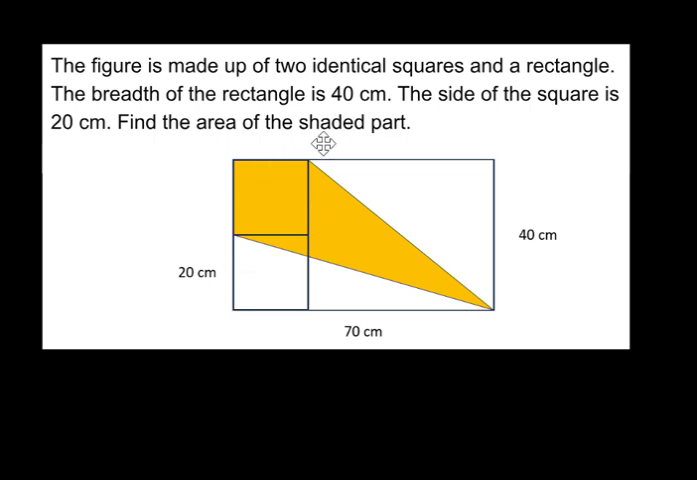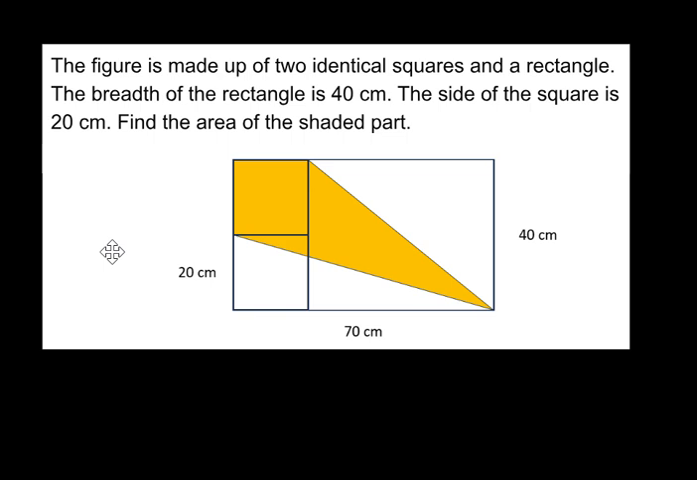Okay, so you have a rectangle. The breadth here is 40. This part is 70, which is given as part of the question. And you have two identical squares of 20 centimeters by 20 centimeters, which means that here also 20 and here also 20. You are supposed to find the area of this shaded part.